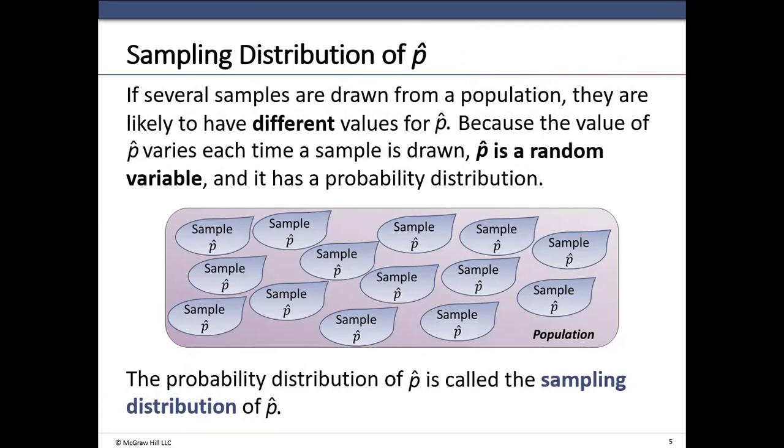Suppose I have 30 samples of size 100. Then I will have 30 values of P hat. I can divide these 30 values of P hat into groups of equal width. The groups are on the horizontal axis, and P hat values are on the horizontal axis. I divide them into, say, six classes with equal interval width.